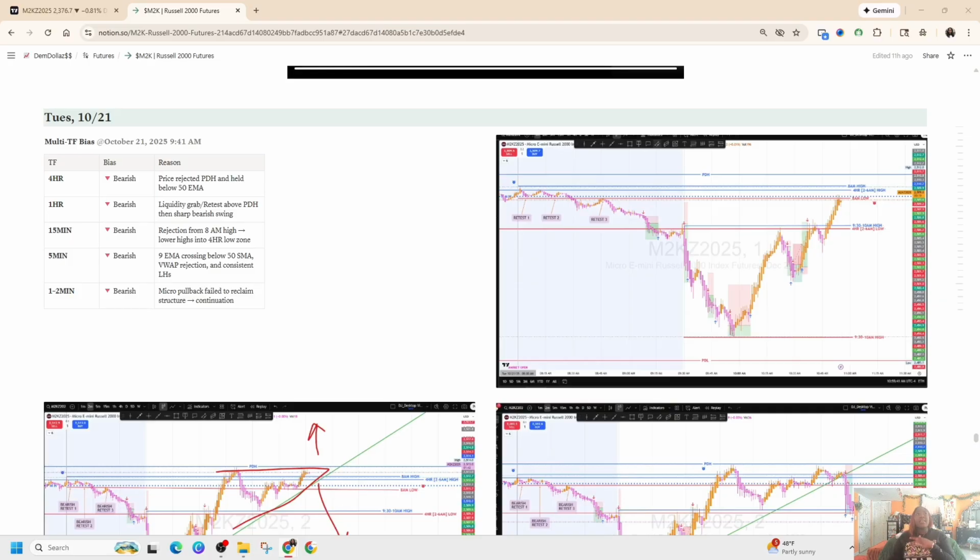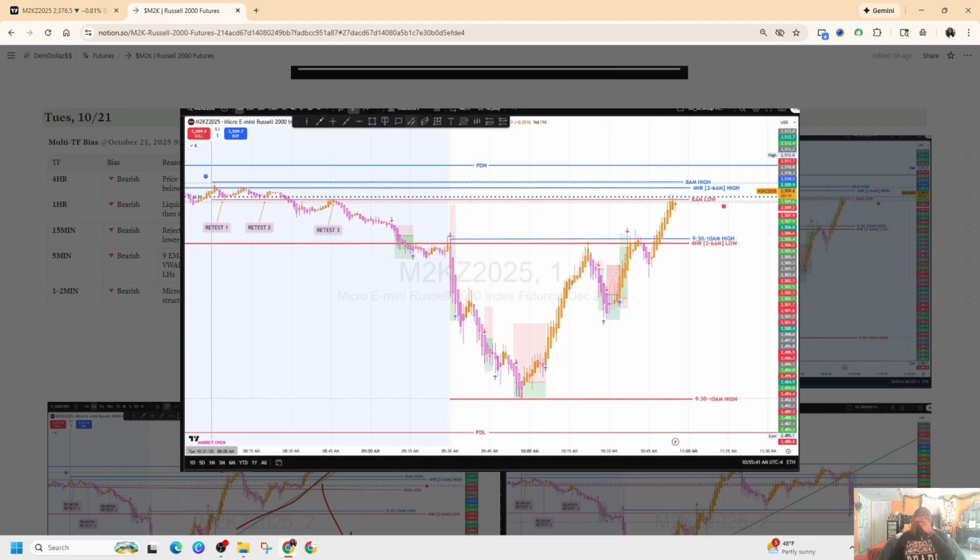Price definitely rejected the previous day's high and failed to reclaim that 8 a.m. high, confirming my downside bias. And across all of my time frames, as you guys know, I take my entries either on the 1 minute or the 2 minute, but honestly, it's on the 1 minute.